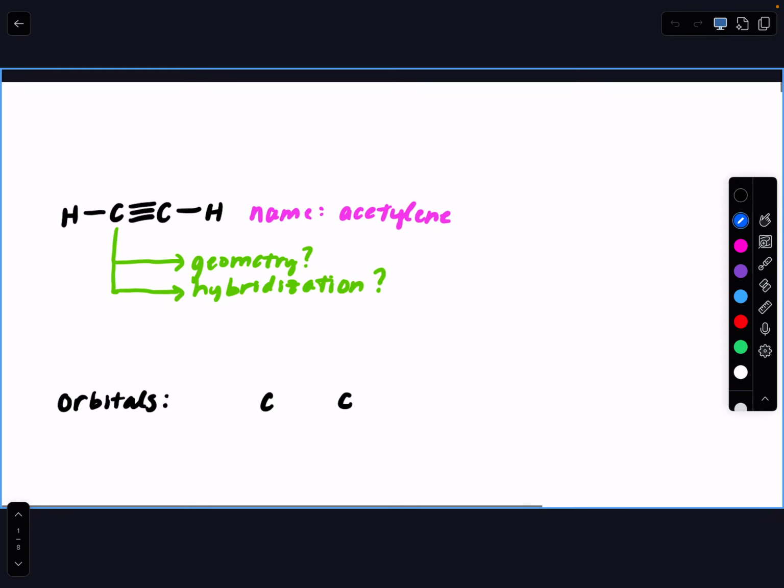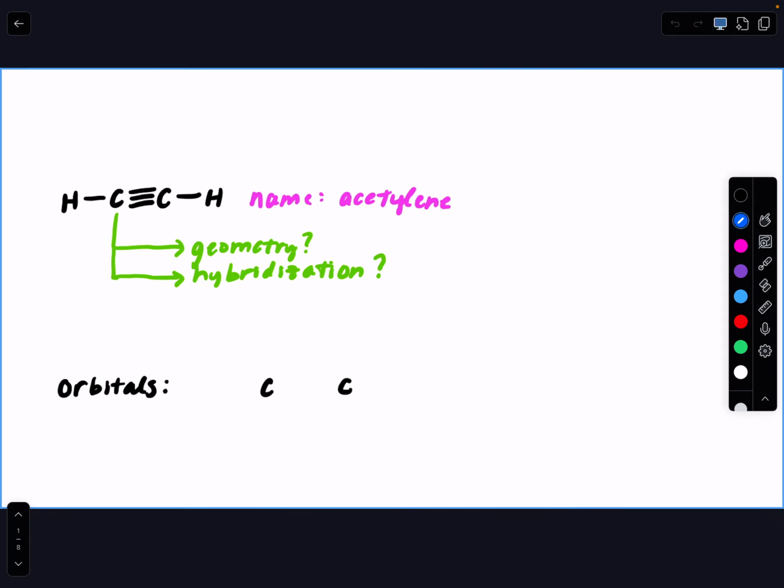So I've got these green arrows coming from that one carbon. What is the geometry about that carbon? Yeah, linear is the exact term, but yeah, it's planar, and more specifically, it's linear. So this bond angle, let's write that in, linear. That means this bond angle is 180 degrees.